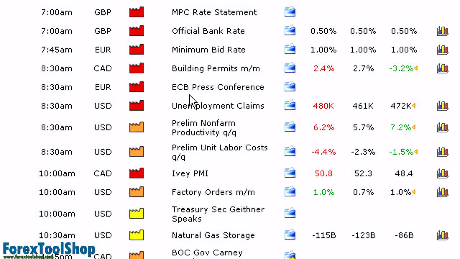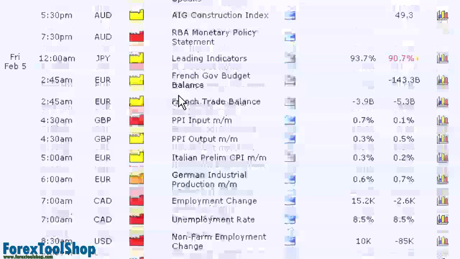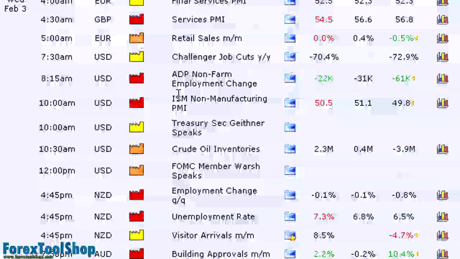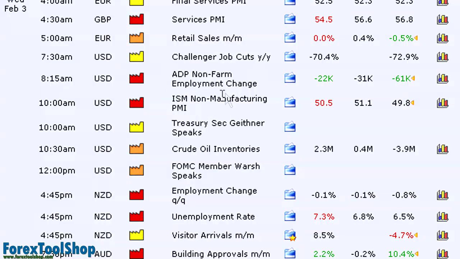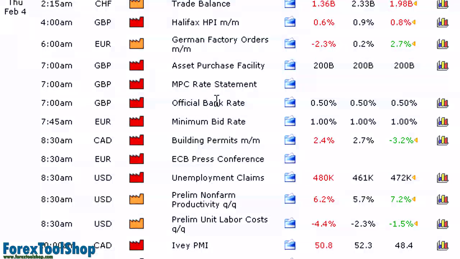If a central bank is raising interest rates, the holders of that currency or the buyers of that currency will be getting more on their investment for buying that currency, and vice versa. So when studying fundamental analysis, you may want to look into the specific factors of each one of these reports.